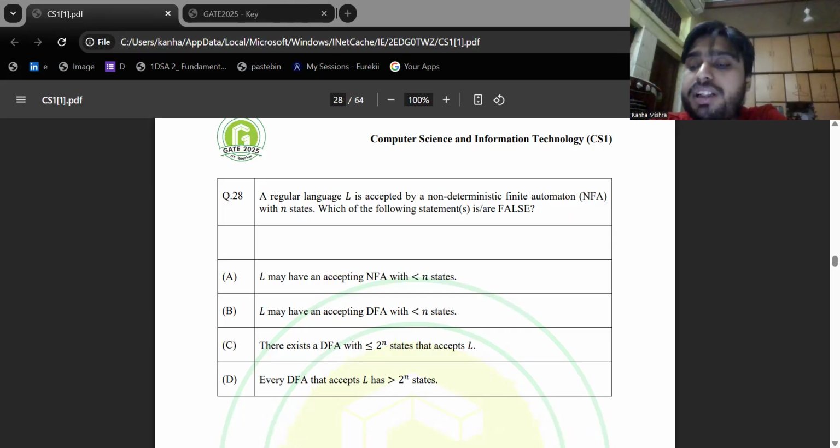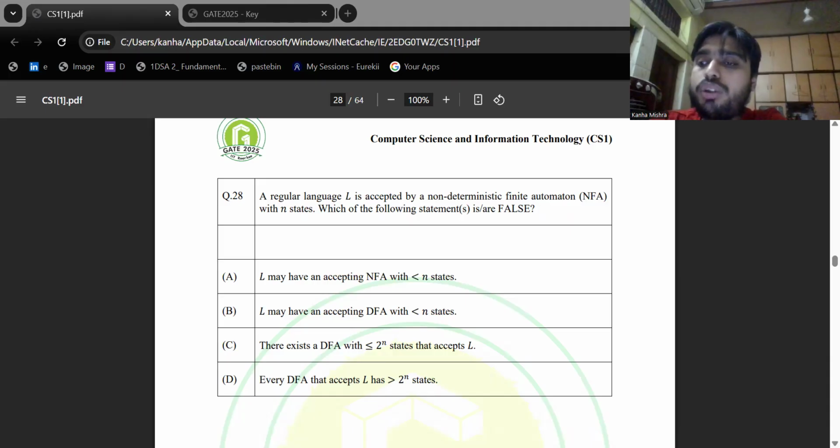Option D: Every DFA accepting the language has more than 2 to the power n states. The meaning of this option is, is it necessary that all DFAs of L must have more than 2 to the power n states? No, this is wrong. 2 to the power n is the maximum, not the minimum. Most DFAs have far fewer states than this. So this is a false statement. Option D is false, and that's what the question asked for.